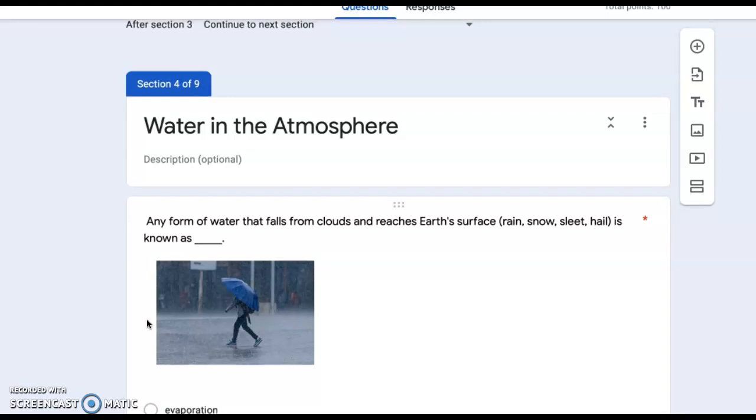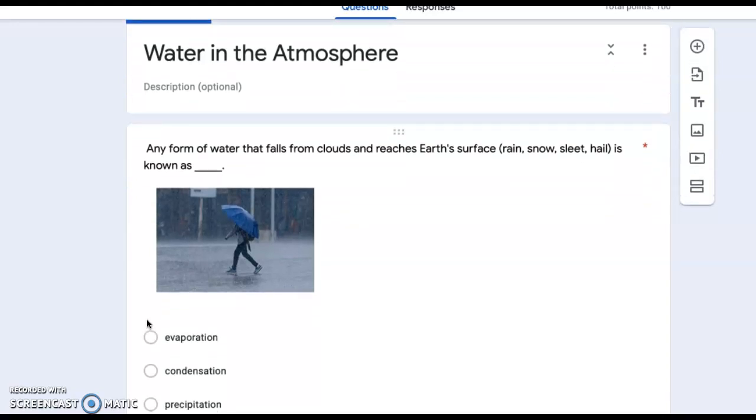Water in the atmosphere. Any form of water that falls from clouds and reaches Earth's surface, rain, snow, sleet, hail, is known as evaporation, condensation, or precipitation.